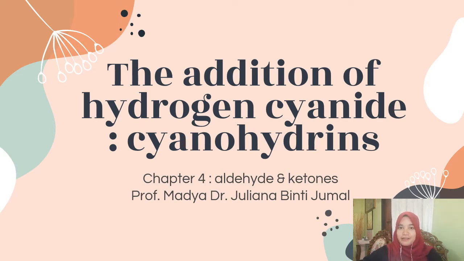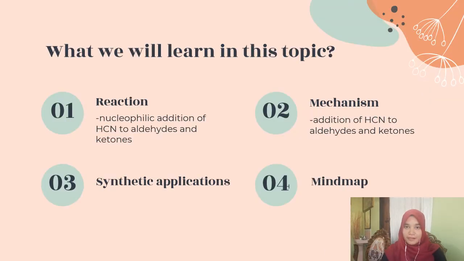So what we are going to learn is the addition of hydrogen cyanide to aldehydes and ketones, cyanohydrins. In this topic, we are going to learn three main things. The first is the reaction of aldehydes and ketones with hydrogen cyanide, and after that we are going to look through its mechanism, and the last one is the synthetic application.